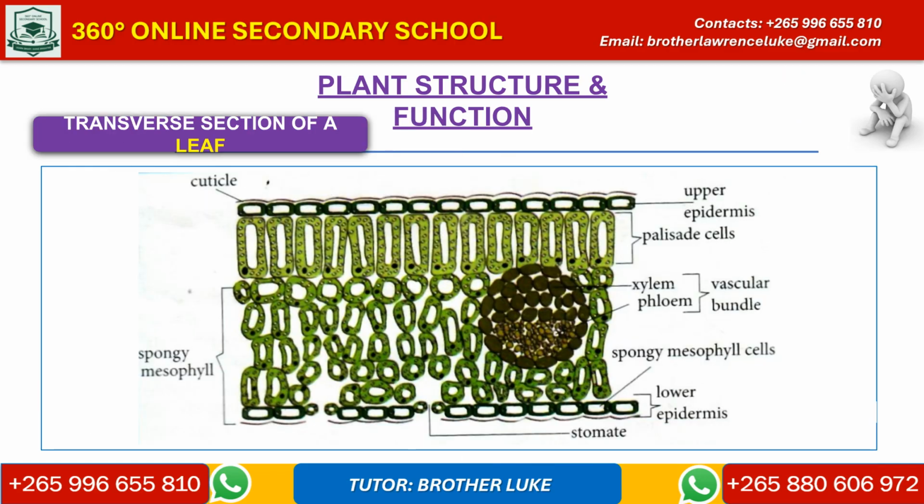Now let's look at the transverse section of a leaf. Note the layers, including the cuticle, upper epidermis, palisade cells, spongy mesophyll, lower epidermis, and stomata. The vascular bundle contains xylem and phloem.